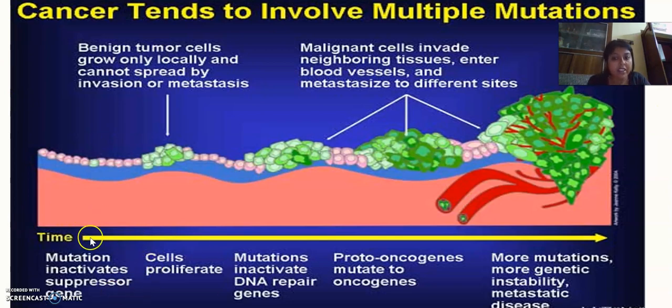Mutation inactivates suppressor genes. So this is one question: what is a suppressor gene? A tumor suppressor gene suppresses the tumor, right? Then the cell proliferates. Mutation also inactivates the DNA repair genes, so those which can repair the DNA can no longer function. Proto-oncogenes then mutate to oncogenes. We'll come to know in a later slide what proto-oncogenes are and how they are activated to oncogenes. And more mutation means more genetic instability, and leads to metastasis.